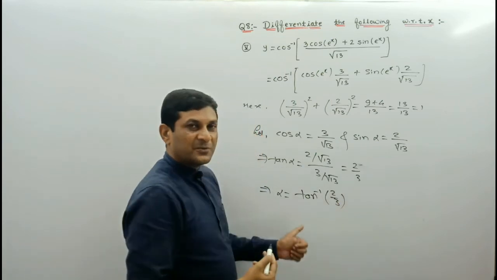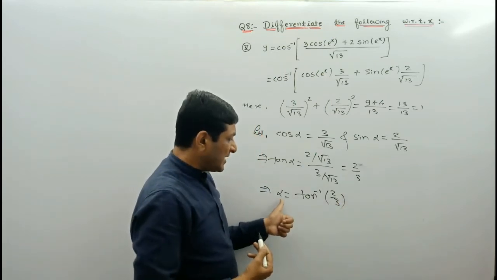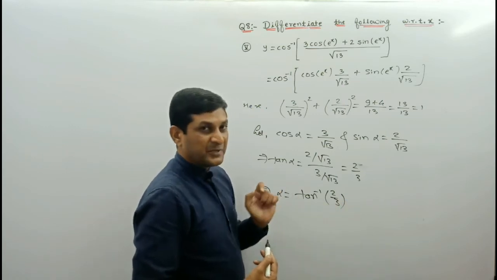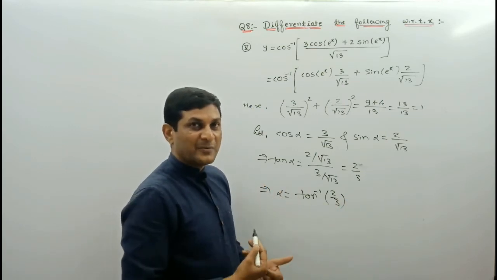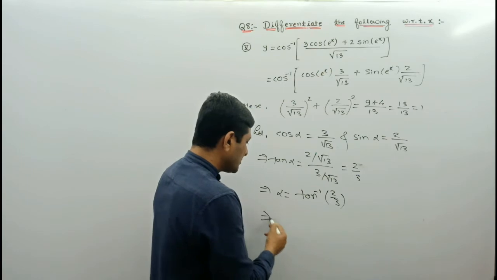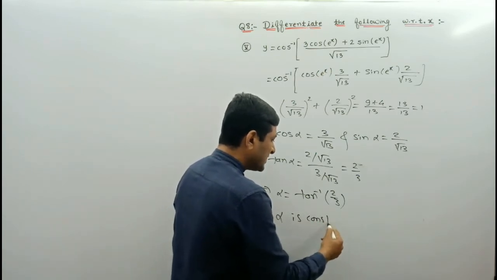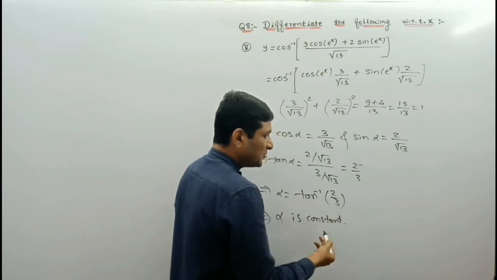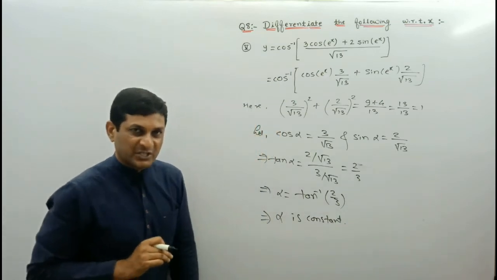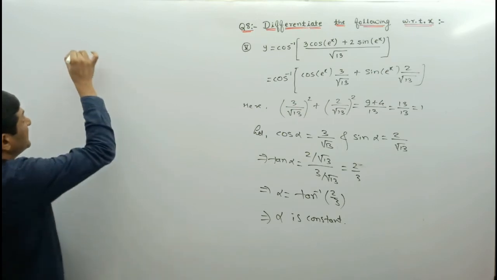Isn't it? So here we can observe that in the value of alpha, x does not appear, means the variable does not appear. That's why we can say that alpha is constant. So this implies that alpha is constant. So we have proved that alpha is constant. This result we will require while finding differentiation. So first we are simplifying the given expression.